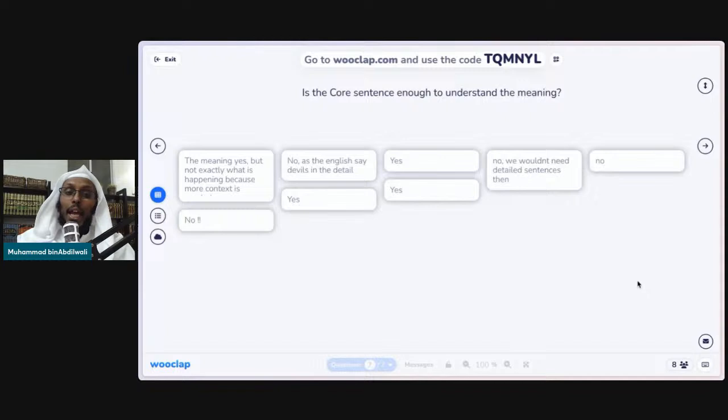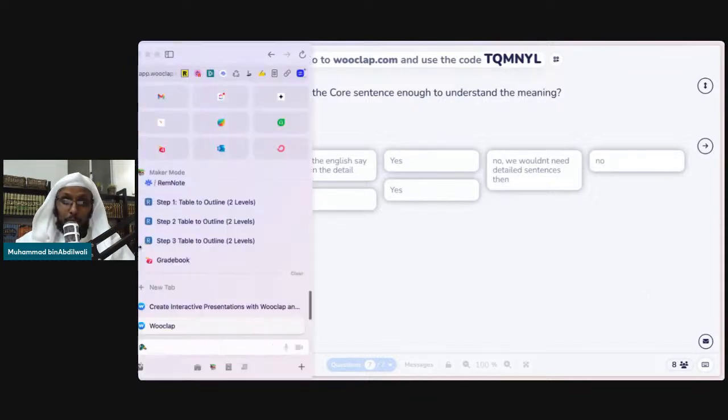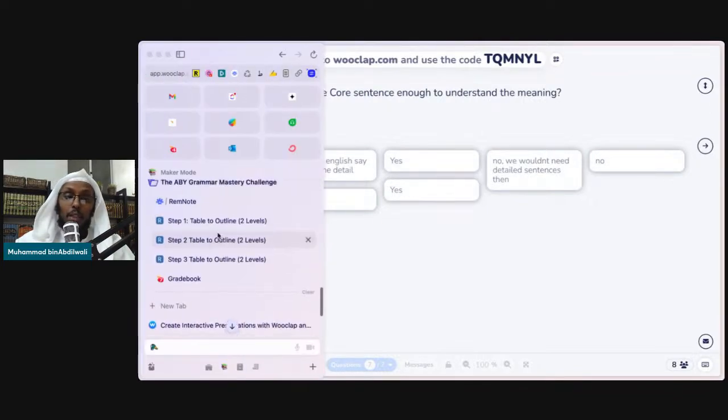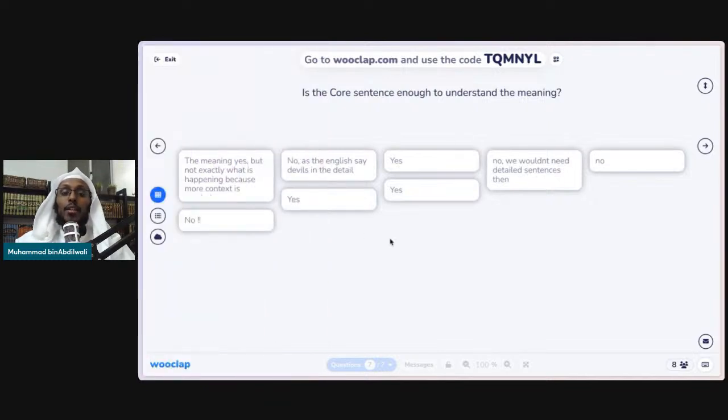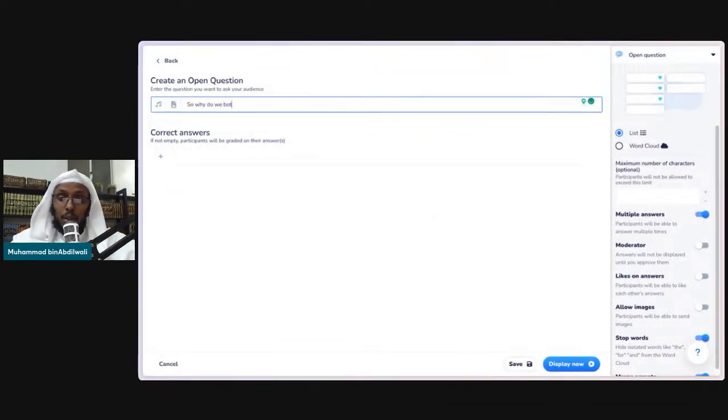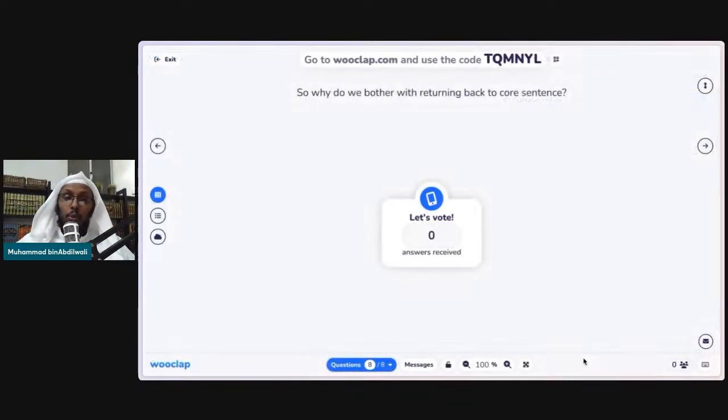So no, the core sentence is not enough to understand the meaning. It might be, but not always. Sometimes the meaning could be in the detail. But why do we bother with core sentences then? That's another question. Why do we bother with returning back to the core sentence, or extracting the core sentence? Why am I really teaching you this skill of, okay, let's extract the core first? Why do I focus on it that much? Why do I give it so much importance if it's not always, or most of the time not enough, to completely understand the meaning?